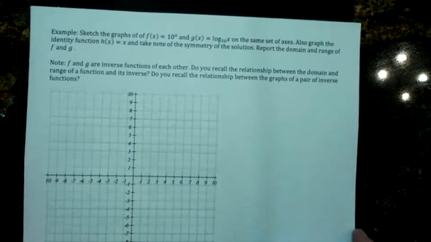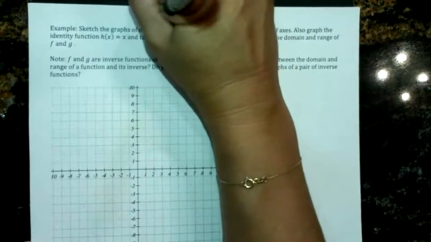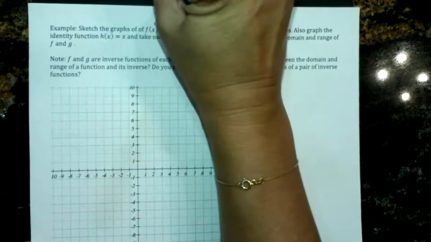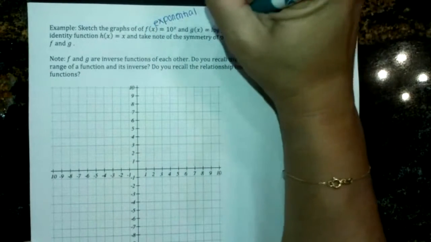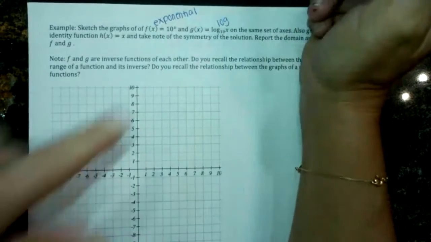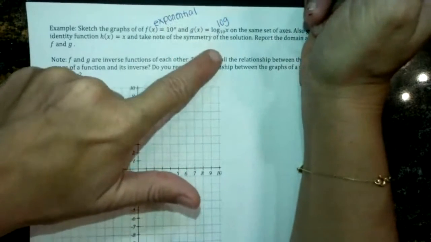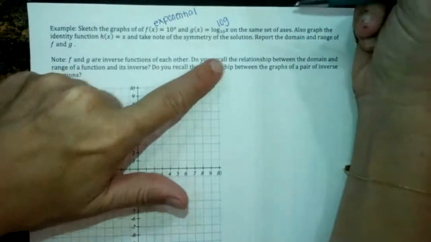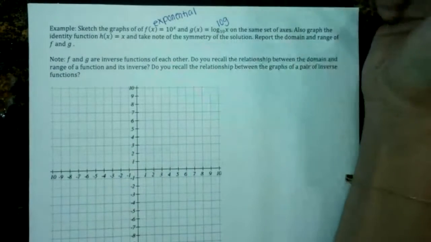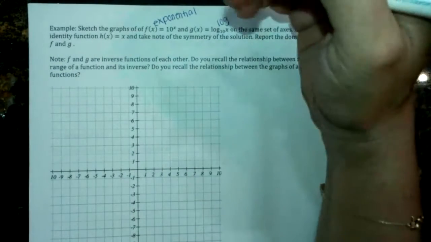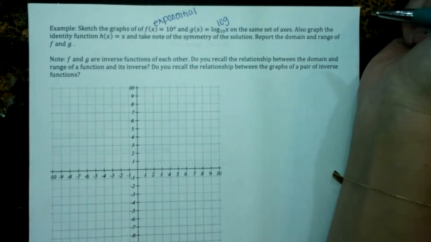So sketch the graph of f of x equals 10 to the x. This is our exponential. And g of x, which is log base 10 of x, which is the opposite. So it's inverse and exponential form. Notice both are base 10. On the same set of axes, so on the same graph, also graph the identity function, which is h of x equals x. Take note of the symmetry of the solution. Report domain and range of f and g.